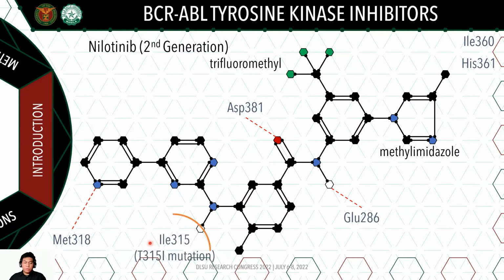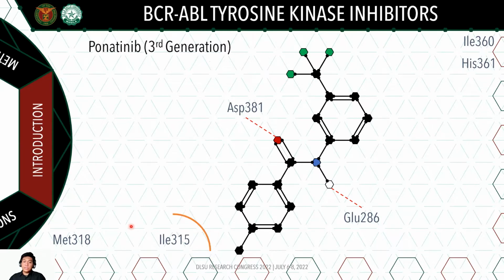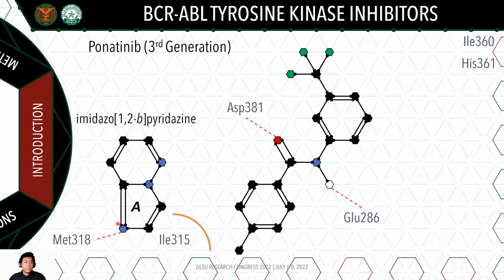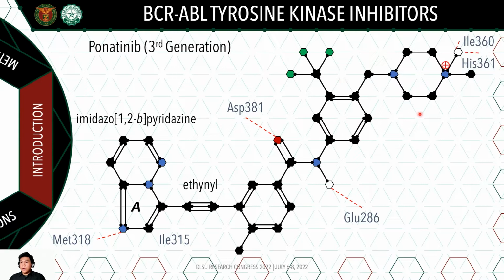However, one of the mutations, the T315I mutation, renders nilotinib also ineffective. Here, aside from the loss of the hydrogen bond with threonine, there's also a steric repulsion. To solve this problem, the third generation inhibitor ponatinib was developed. It has an imidazopyridazine ring that forms an H bond with M318, and it's connected to this ring via an ethynyl linker, so it overcomes the steric effects of isoleucine 315. It retains the amide and the trifluoromethyl group of nilotinib, but it also has the N-methylpiperazine of imatinib.